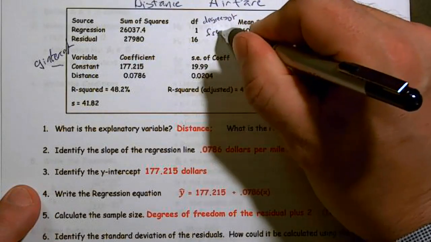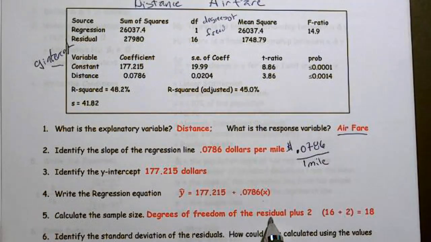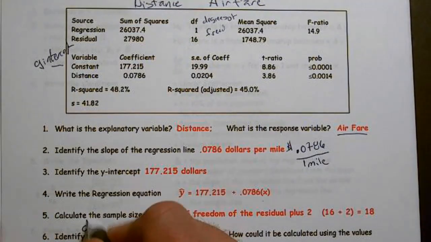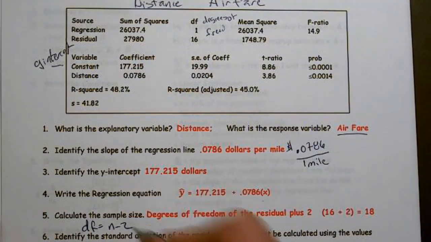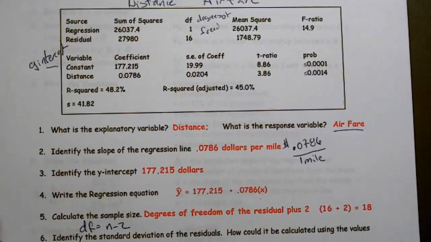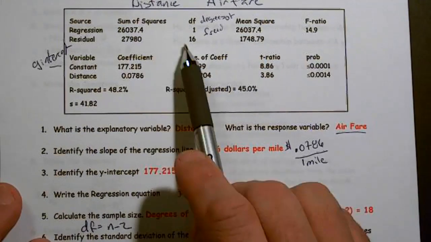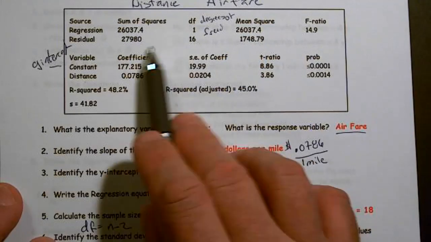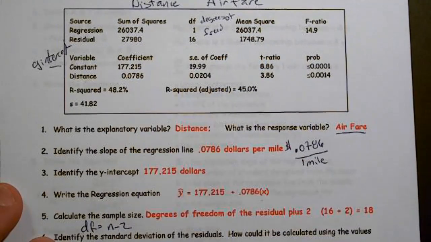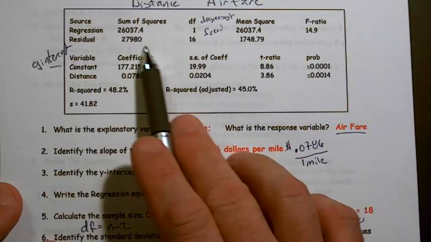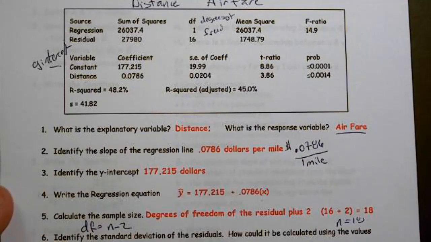And it turns out that for regression, degrees of freedom equals n minus 2. All right, so degrees of freedom is n minus 2. So we look at our residual, and it'll always look at the residual, which is 16. And we have 16 plus 2, so there's our 18. Okay, so once again, that backs up our sample size being 18. And we knew that because that's how many data pairs we entered. And once again, you get that from your residual 16 plus 2.